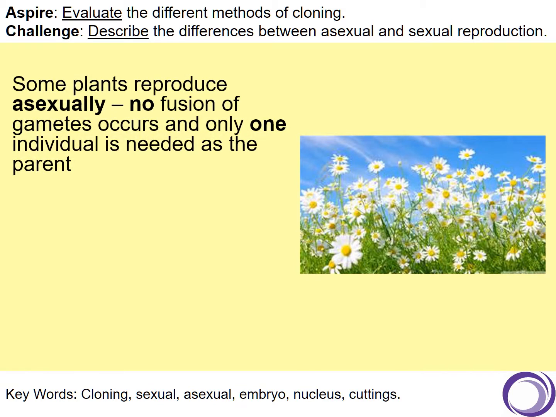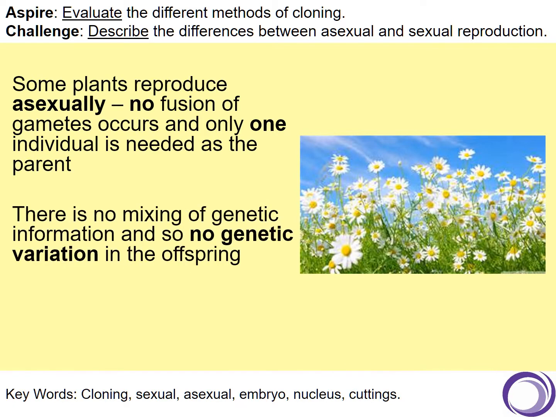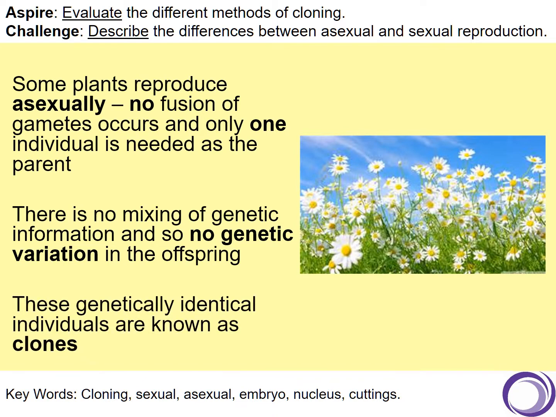Asexual reproduction then is the way that some plants reproduce. If it's asexual reproduction, there is no fusion of gametes, as there's only one individual needed as the parent. So therefore there is no mixing of genetic information and no genetic variations in the offspring. So the offspring would all be genetically identical individuals, which are known as clones.